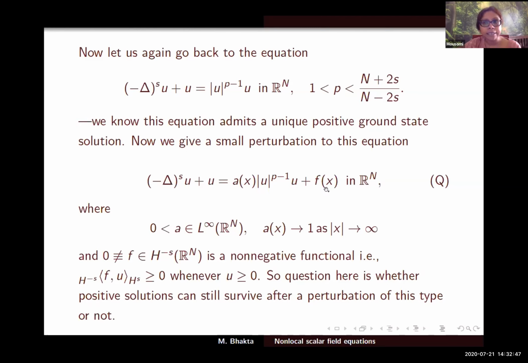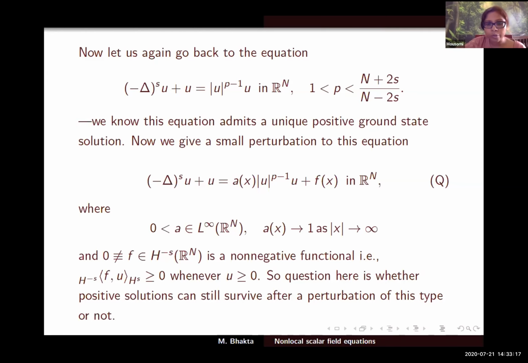And f is a function in the dual space of H^s. So it's a non-negative functional in the dual space. What do I mean by non-negative functional? That if f acts on any non-negative function u in this space, then this dual space action is greater than or equal to 0. So the question is, if we give this perturbation, does the small positive solution still survive? That's what we want to study.